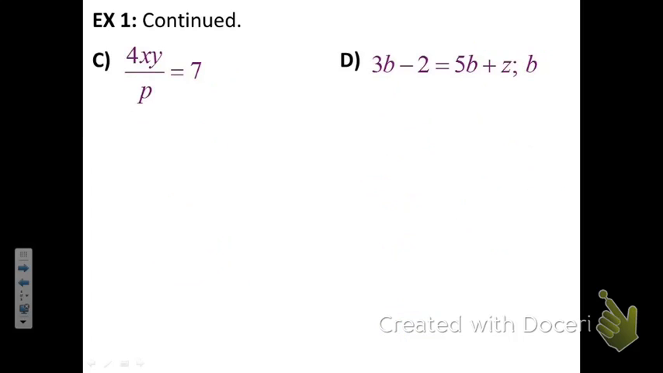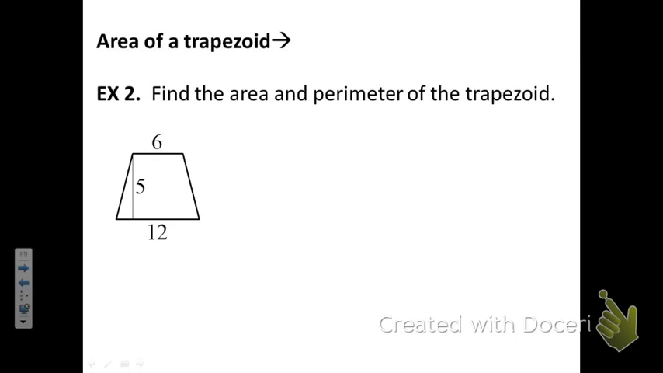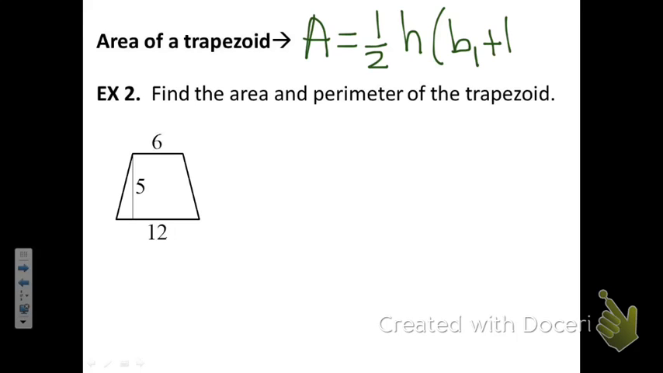Okay, to continue on, we go on to what the area of a trapezoid formula is. And it looks like this. Area equals half times the height times base 1 plus base 2. Because those bases are different lengths, we have to somehow account for both of them. So on our example here, I would suggest the first thing that we're going to need to do is to find out which one is base 1 and base 2.